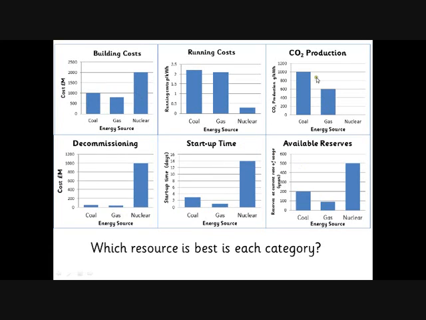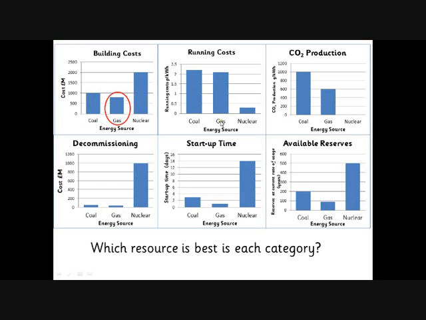So here's some data on these things. Obviously there's lots of variations in this sort of information, but this is the kind of data you might get in an exam to just have a look at. If we think about the best resource for each one, so here's our capital costs, our building costs. You'll see nuclear power stations are the most expensive to build, gas power stations are the cheapest. You save a bit of money because you haven't got to grind it all up and do those things that you have to do with coal.